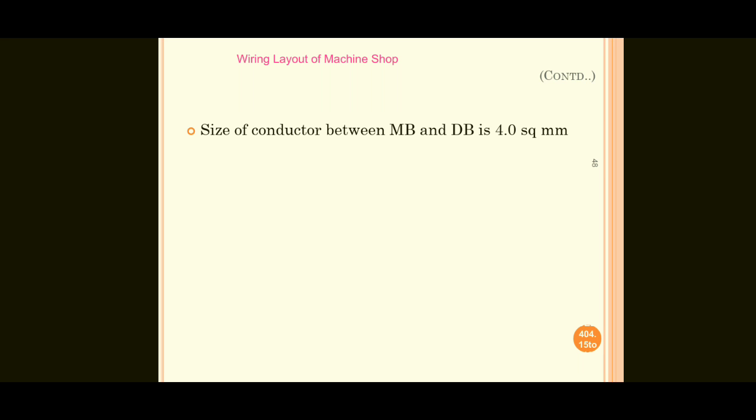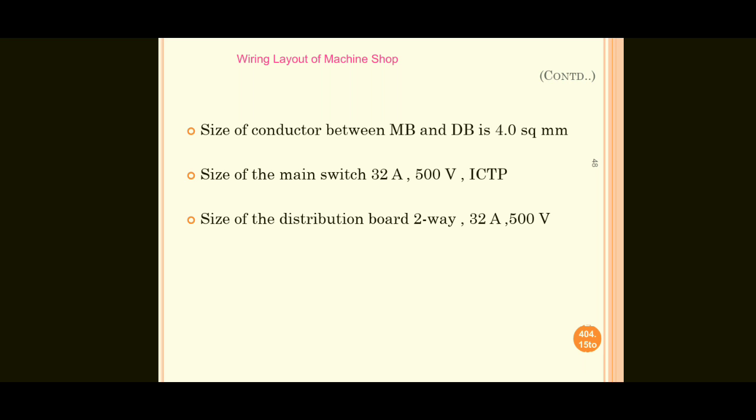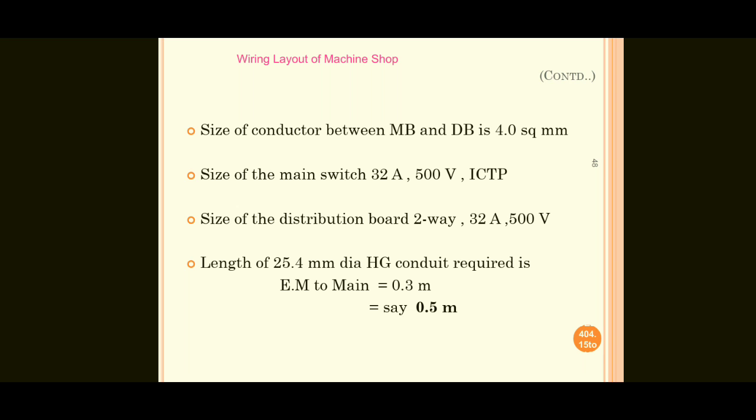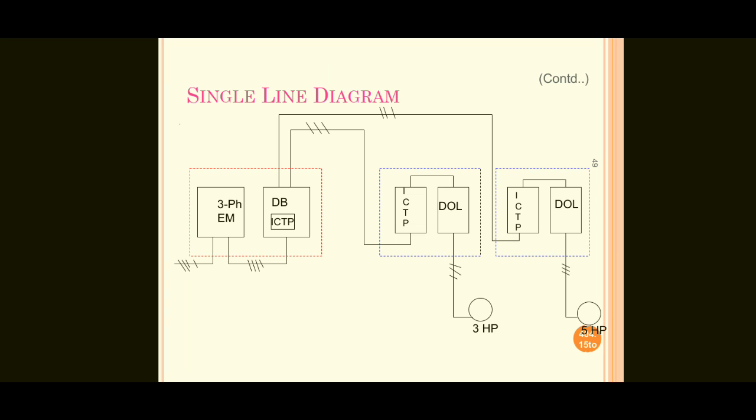Now the size of conductor between MB and DB is 4.0 square mm. Size of the main switch is 32 amps 500 volt ICTP. Size of the distribution board is 2-way 32 amps 500 volt. Length of 25.4 mm diameter HG conduit required is EM to main 0.3 meter, say 0.5 meter.